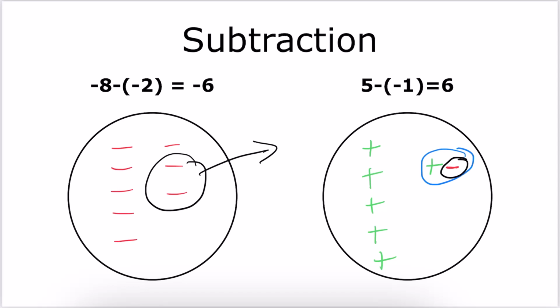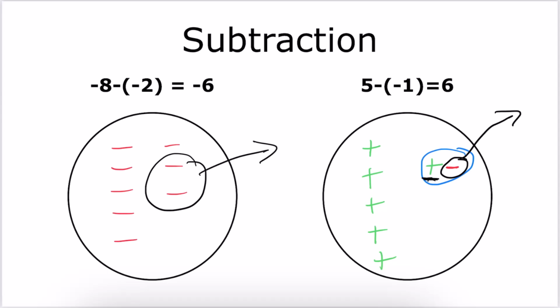But what this allows me to do is now I have a negative in my picture that I can take away. So I can take away this negative, and this shows that +5 minus -1 equals +6, because this positive is no longer paired with the negative once you take the negative away. And so you have 6 positives in the circle once you take away that negative. So that's the idea of subtracting negatives.